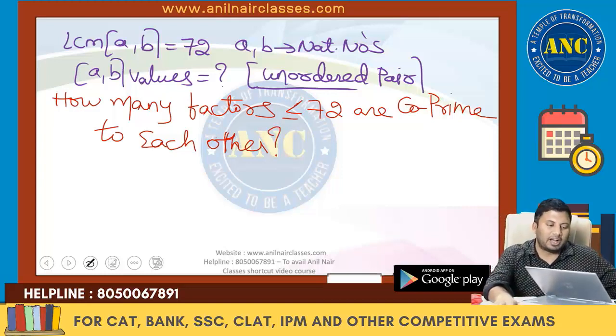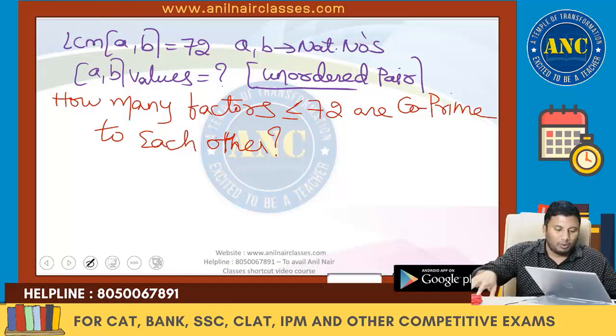LCM of A comma B is 72. How many values will A comma B take satisfying this equation? And how many factors less than or equivalent to 72 are coprime to each other?